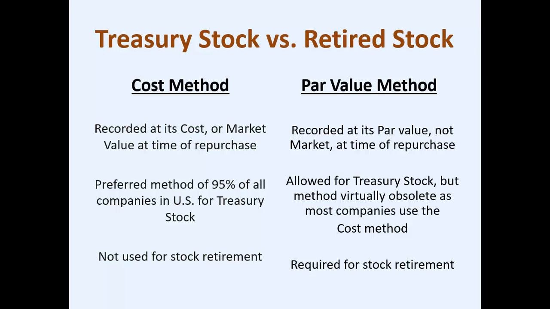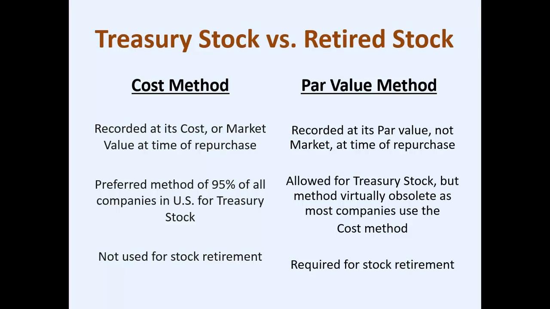So treasury stock versus retired. For the cost method, I want you to think treasury stock. Treasury stock is the cost method. I record it at its original cost, so you're thinking historic cost. It has a debit balance. It's a contra equity debit balance, just like an asset. So if that helps to remember how you record it, whatever I paid for the treasury stock is the same as whatever I paid for the long-term asset. I record it at its cost. And again, it is the preferred method for most corporations in the U.S.